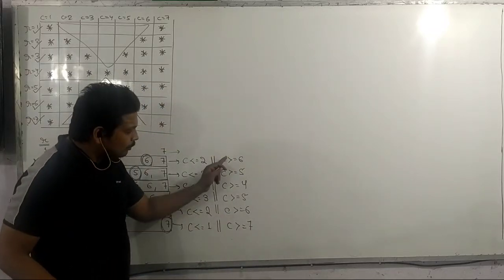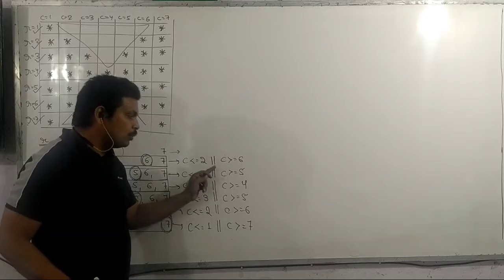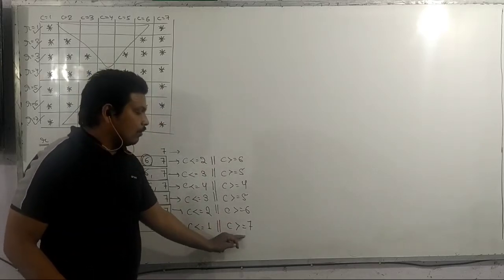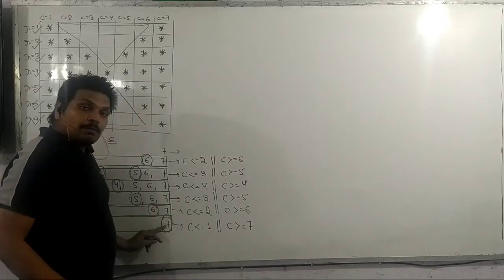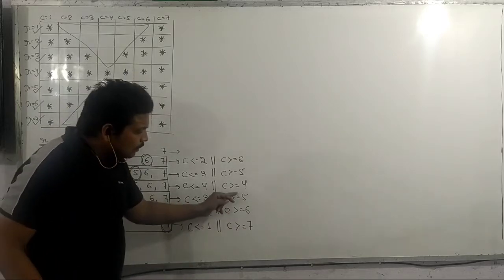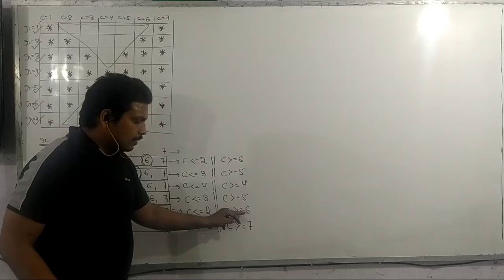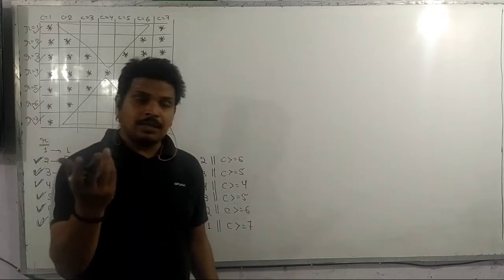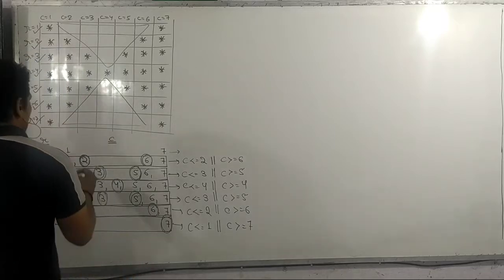Why greater than equal to? Because I have to follow the same structure. Here also I have written c greater than equal to 7. Why? Because here the number was 7. And apply our common sense, after 5 it is becoming 6. If after 5 it is becoming 6, so after 6 it should become 7. Yes or no?